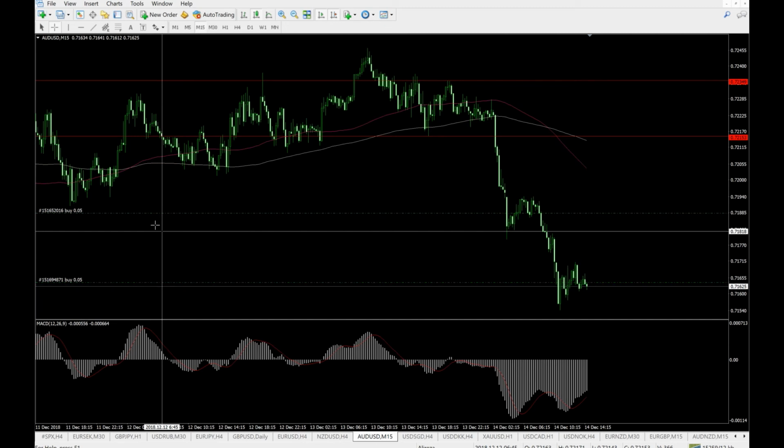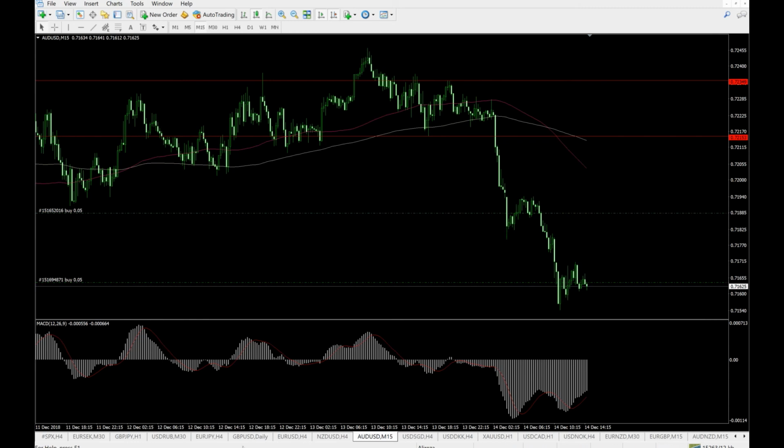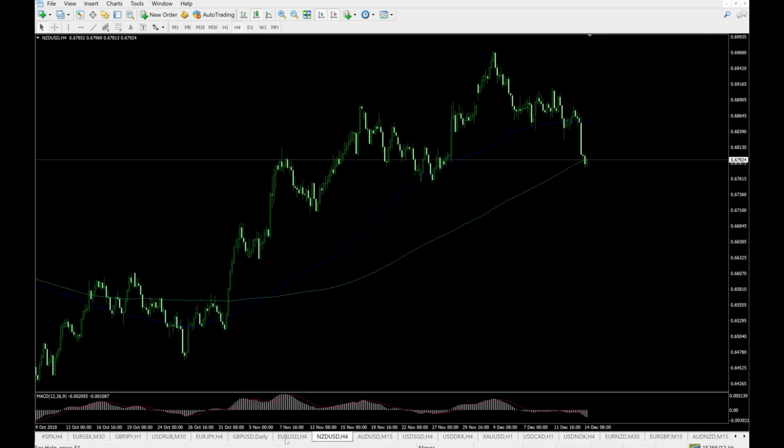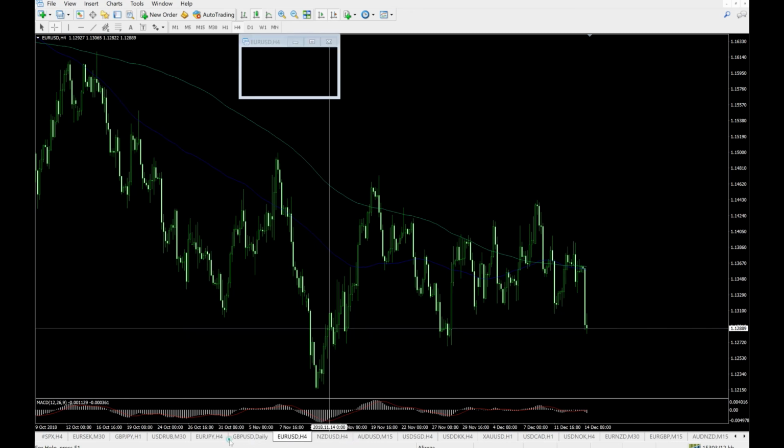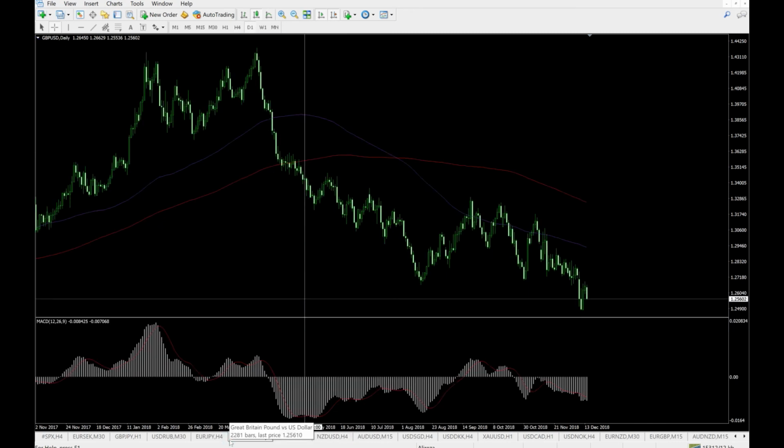What can be the fundamental reason behind it? I'm not sure, because I'm not a fundamentalist. But today we have very important data coming out from the US. About 8:30 Eastern time, we will have the retail sales and the core retail sales from the USA. So this might be a catalyst for the US dollar weakness that I expect to see. Also, the problems within the US government and the shutdown can be other explanations for further US dollar weakness.